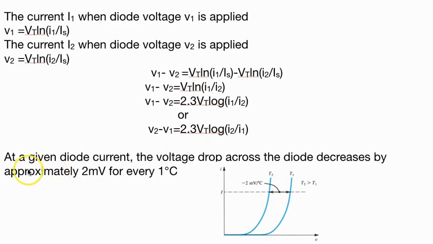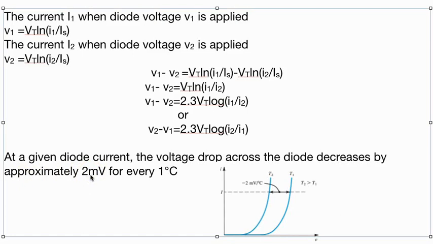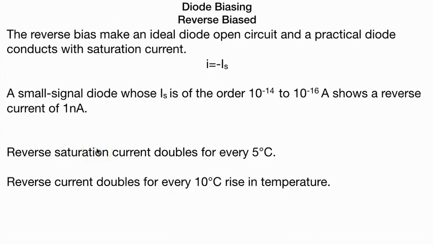At a given diode current, the voltage drop across the diode decreases. Remember, it's the voltage drop, not the diode current. We often get confused because the diode current, or the reverse saturation current, doubles for every 10 degree rise in temperature, but the diode voltage decreases by 2 millivolts for every 1 degree Celsius change. Okay, it decreases. Remember that.